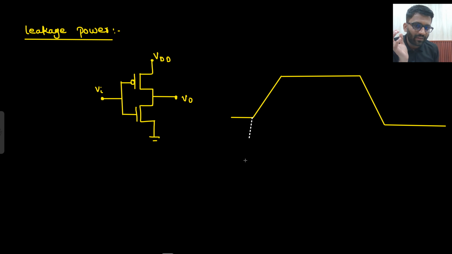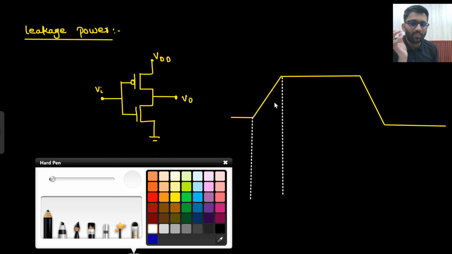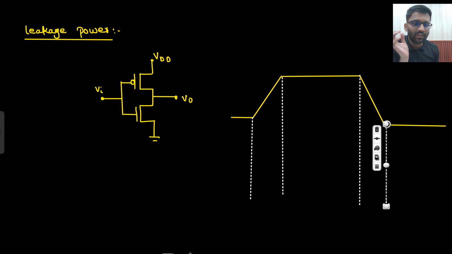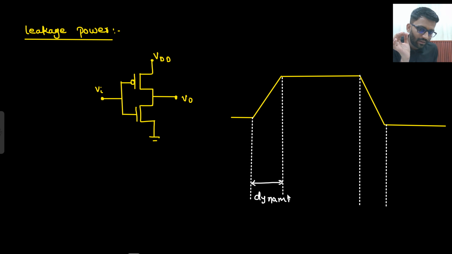The leakage power occurs when you have the steady state. When you are transitioning from 0 to 1 or 1 to 0, what all powers occurred? Dynamic power. Also, this is short circuit power. So these powers came into action during the transition.